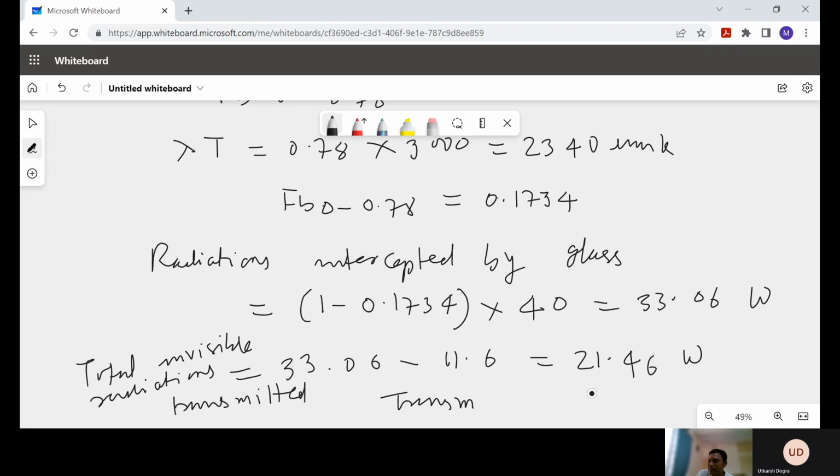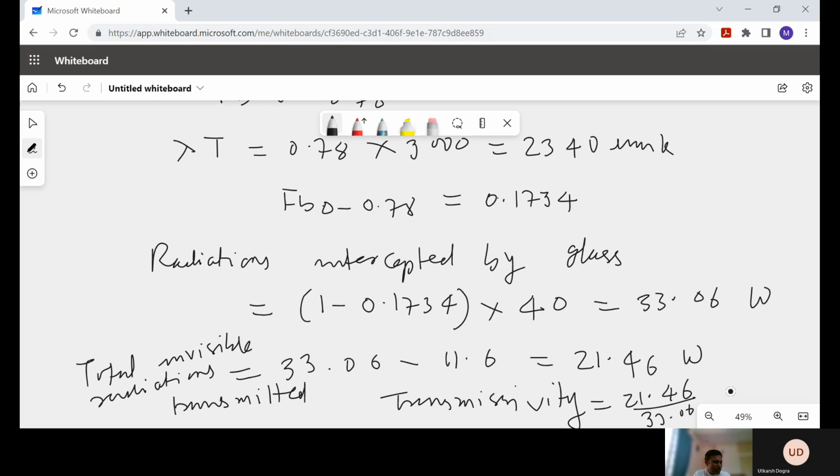Transmissivity for invisible radiation, that is what the question is. So transmissivity will be 21.46 divided by whatever is the incident radiation falling on this, isn't it? Invisible range 0.6, correct?